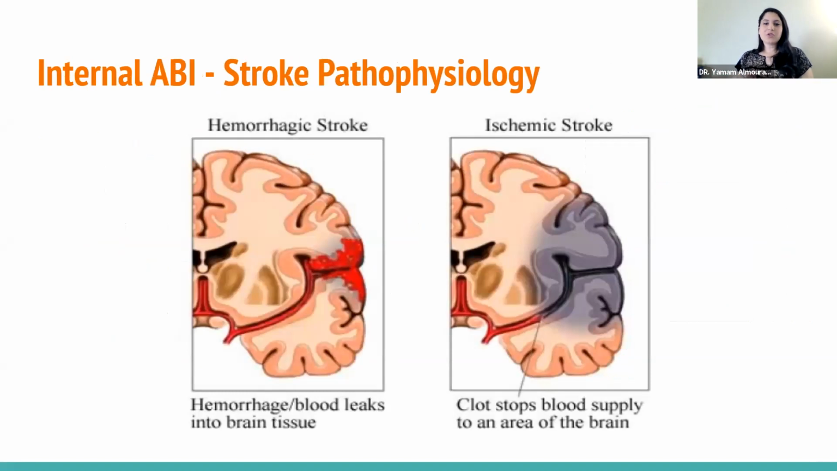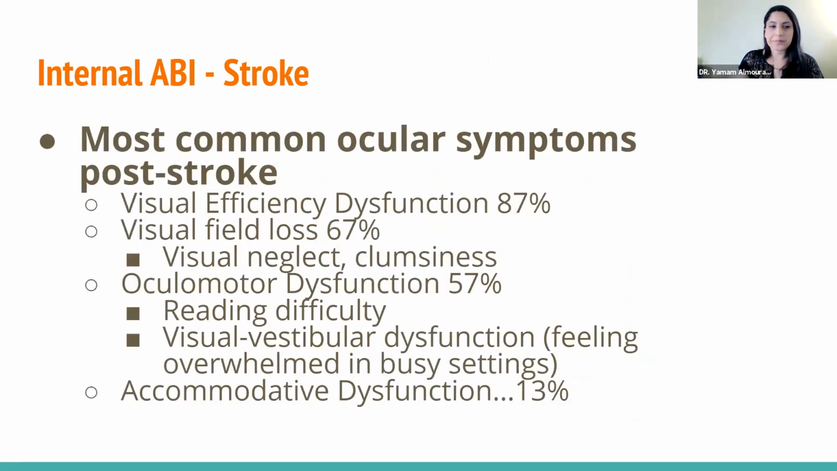All right, so moving on to stroke. With stroke, we have just a brief physiology here: hemorrhagic and ischemic strokes. There are 2 different ways this can happen: blood leaking into the brain, or blood supply that is stopped by a clot. And so that area is not getting the oxygen and the nutrients it needs.